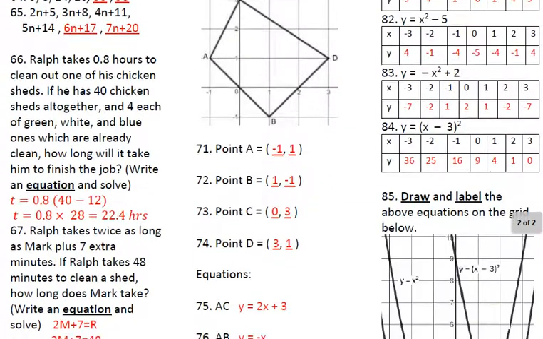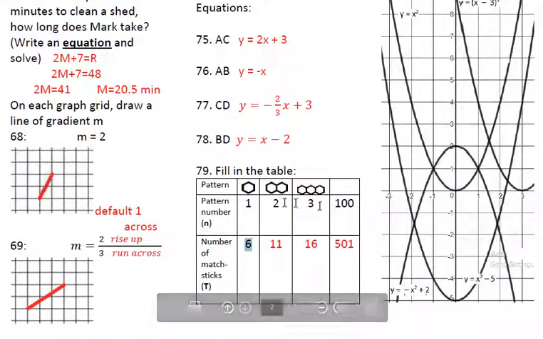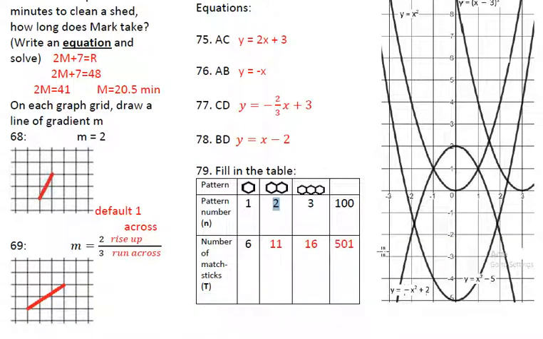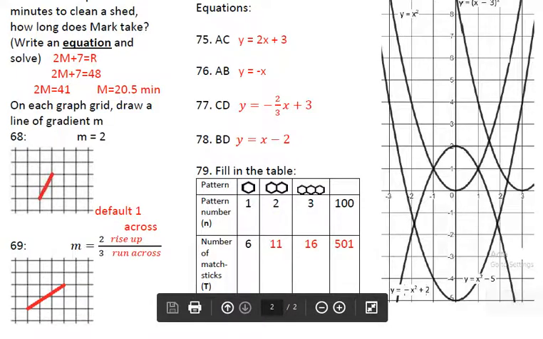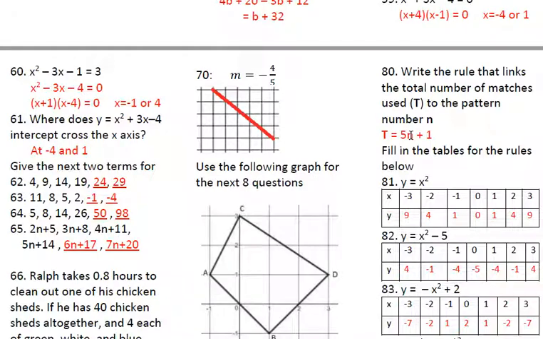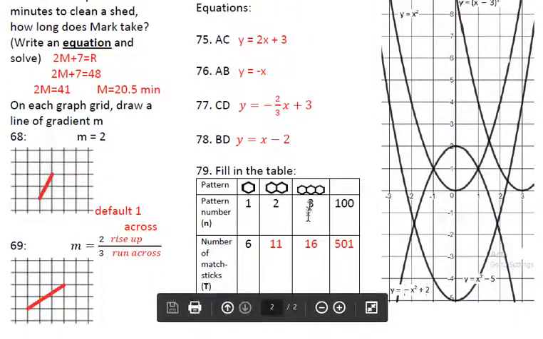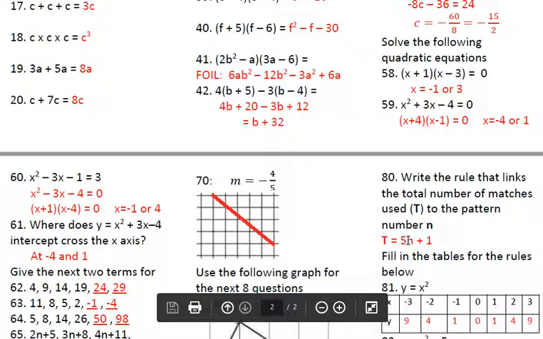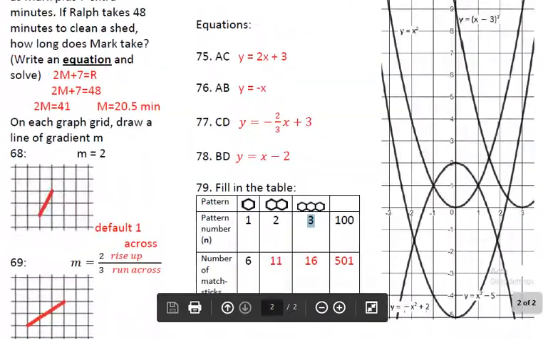When n is 2, let's just check, because it's good to check that everything works. You need to check and make sure you don't make any mistakes. So n is 2. Hopefully you get 11. Let's have a look at the formula and see if it works. 5 times 2 is 10, plus 1 is 11. So it works. When n is 3, we should be getting 16. 5 times 3 gives us 15, plus 1, 16. Alright, so we've got 16.